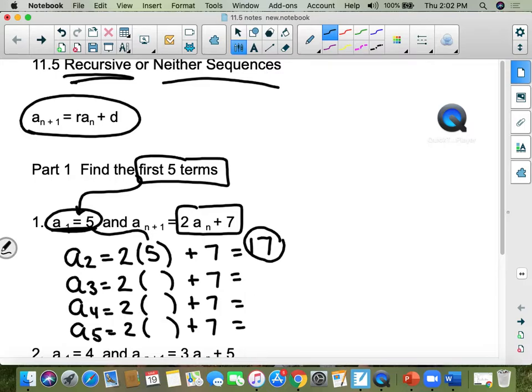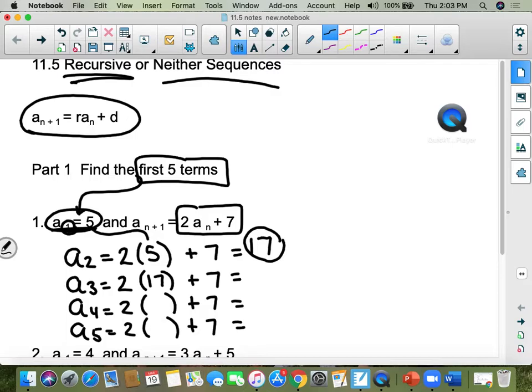How did I get the second term? I used the first term to help us get to the second term. So I bet some of you know what's going to go inside this parenthesis. Once again, I use the first term to help me get to the second term. If I want to get the third term, I'm going to put 17 in here to help me get to the third term. It's called recursive because the one before it helps you get to the one after it.